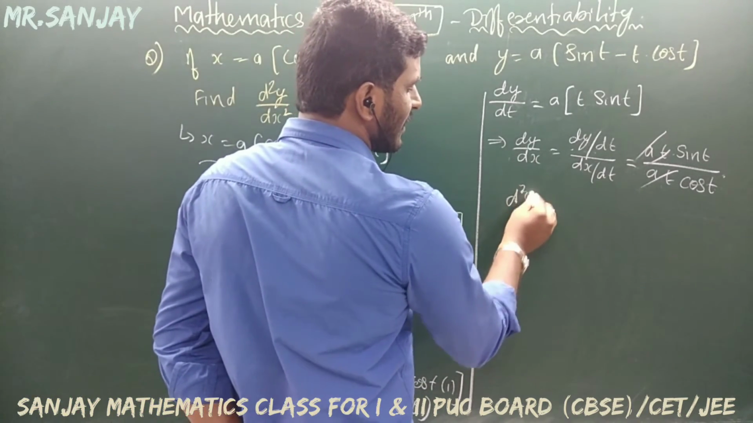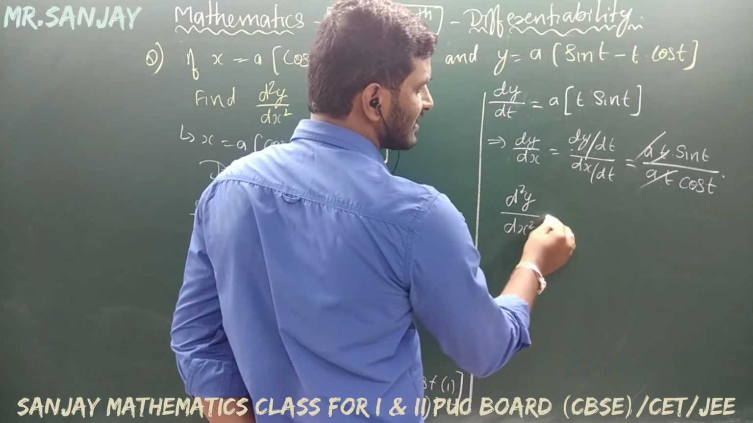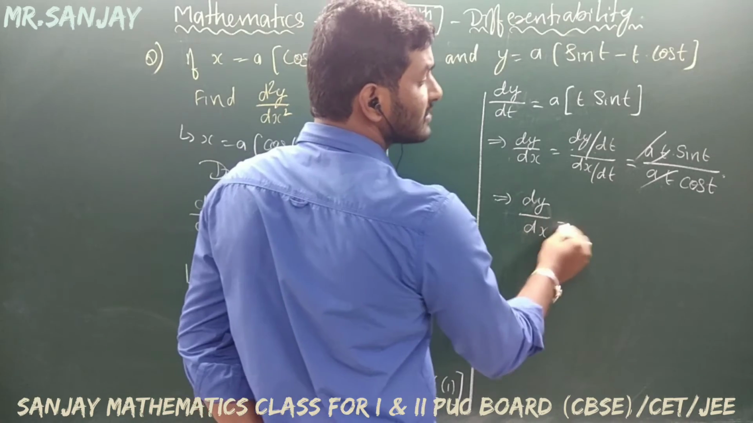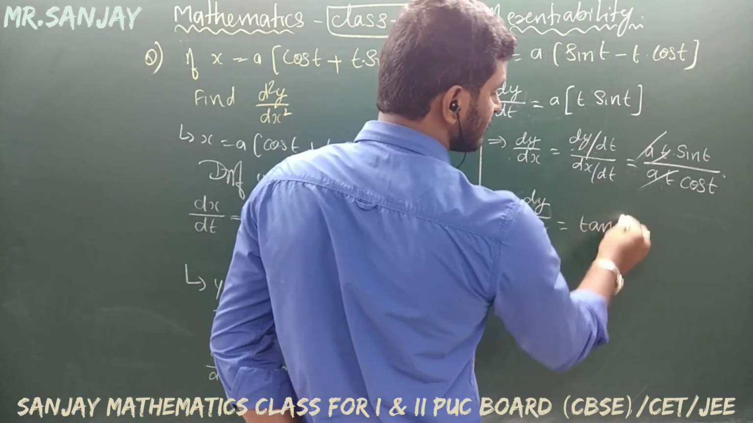And d square y by dx square. Now differentiate the function. Okay. Write down the dy by dx. Okay. So sin divided by cos is tan t. Correct?